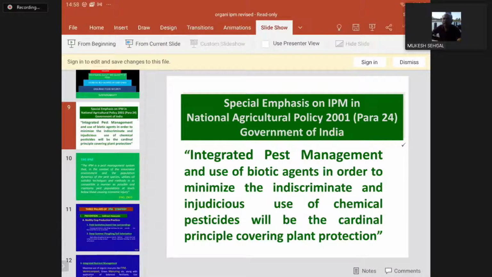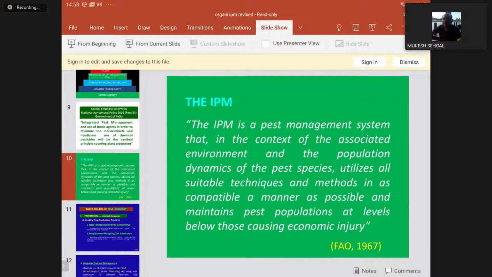If I tell you, IPM started in 1965. In parallel, when Dr. Pradhan was doing his work, Rachel Carson published a book, Silent Spring. And FAO defined IPM as a pest management system that, in the context of the associated environment and the population dynamics of the pest species, utilizes all the techniques. But nowadays we are restructuring and reforming all these definitions.